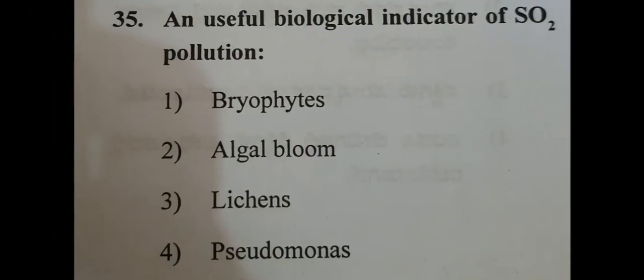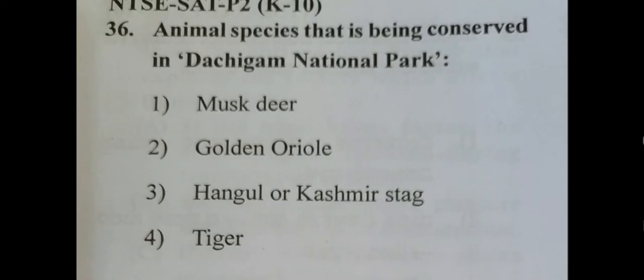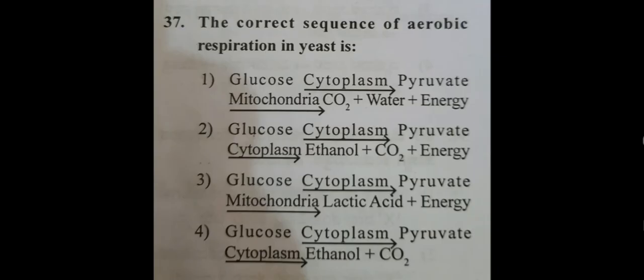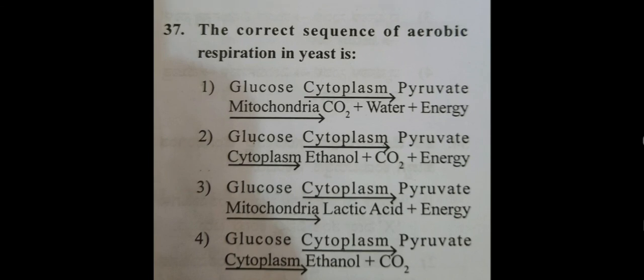A useful biological indicator of sulfur dioxide pollution is the third option. Lichen is the right answer. The animal species that is being conserved in Dachigam National Park is Hangul or Kashmir stag. The correct sequence of respiration in yeast is glucose converts into pyruvate in cytoplasm, and that converts into ethanol, carbon dioxide, and energy. Second option is the right answer.